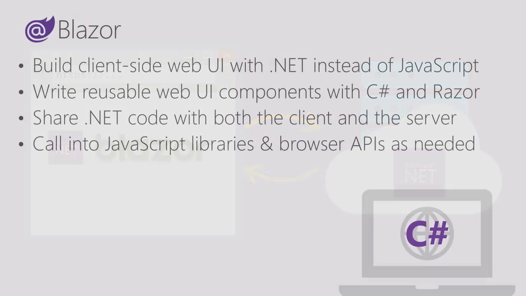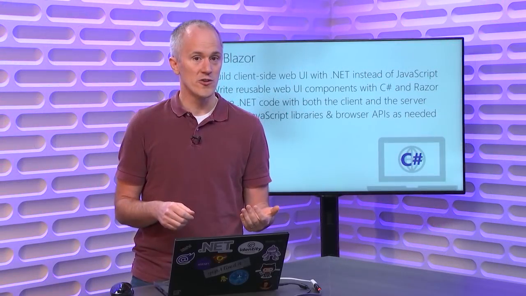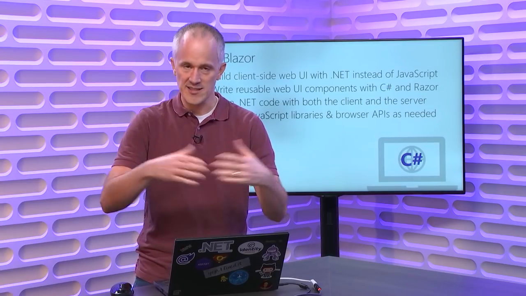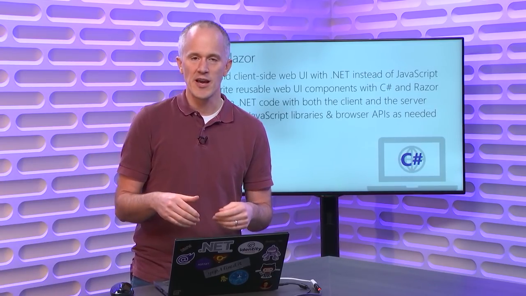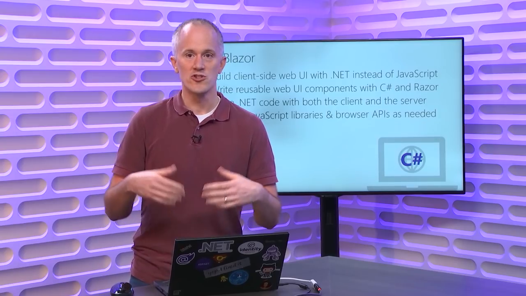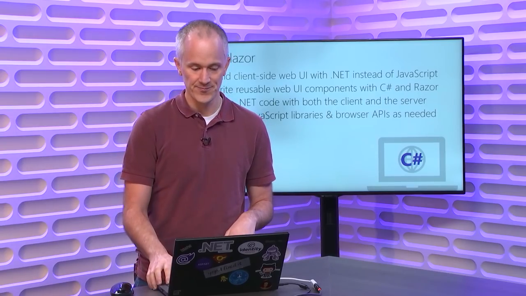Blazor is a client-side web UI framework where you get to write .NET and C# instead of JavaScript. You write UI components that encapsulate your UI logic using C# and Razor. You can then share your .NET code, the same assemblies on both the client and the server. If you've got some validation logic, you can use it on both sides of the wire. If you need to call into JavaScript code, you can still do that. You have access to all of the JavaScript APIs of the browser and other libraries through a JavaScript interop mechanism.